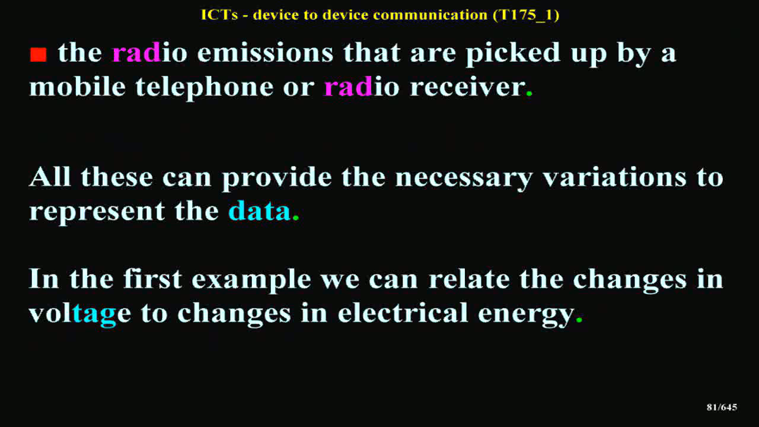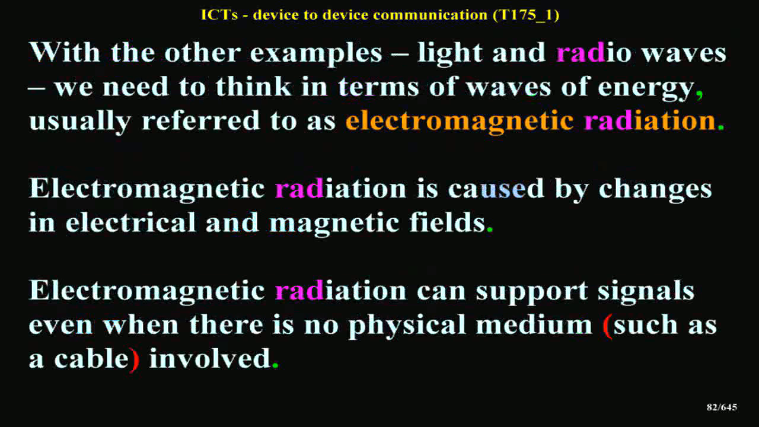In the first example we can relate the changes in voltage to changes in electrical energy. With the other examples, light and radio waves, we need to think in terms of waves of energy, usually referred to as electromagnetic radiation. Electromagnetic radiation is caused by changes in electrical and magnetic fields. Electromagnetic radiation can support signals even when there is no physical medium such as a cable involved.